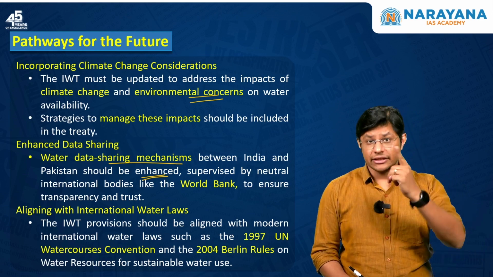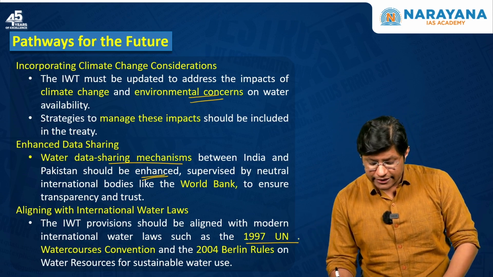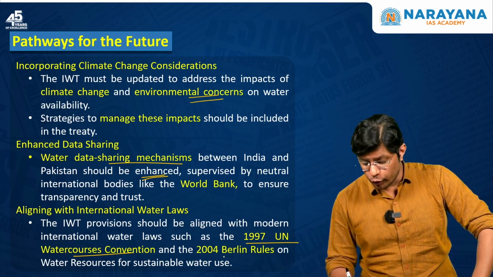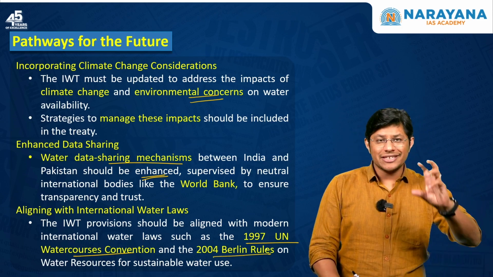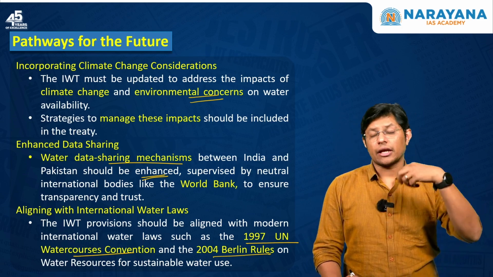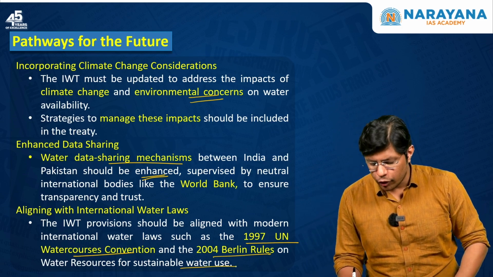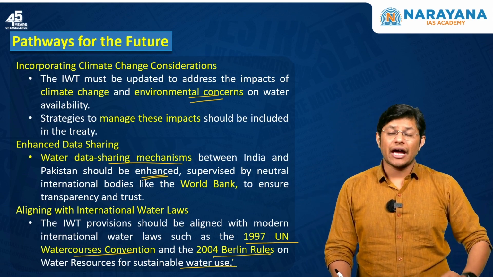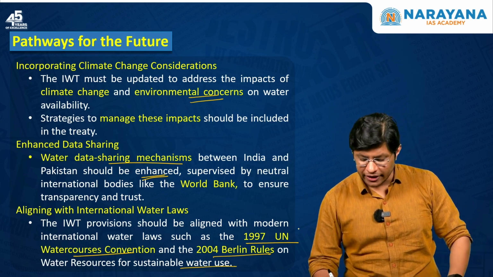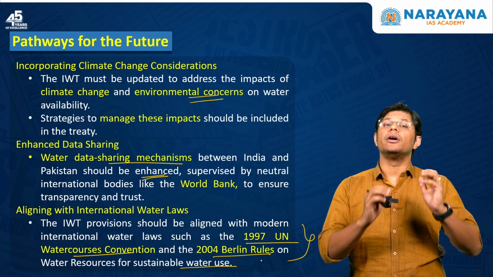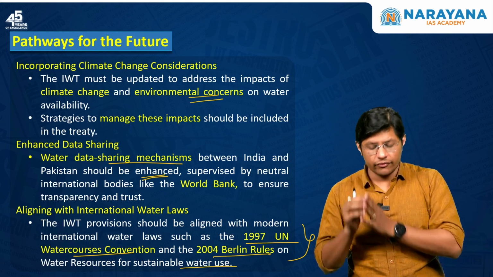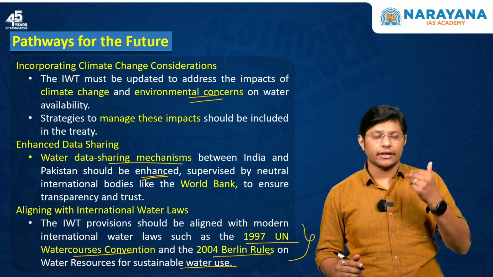Third, aligning with international water laws. Now, which are these international water laws? 1997 United Nations Watercourses Convention and the 2004 Berlin Rules. Now, these conventions are meant for sustainable water use, which means how to use the water sustainably is something that we can learn from these international conventions. So, we have to align the Indus Water Treaty with the international conventions or international laws like the Berlin Rules.